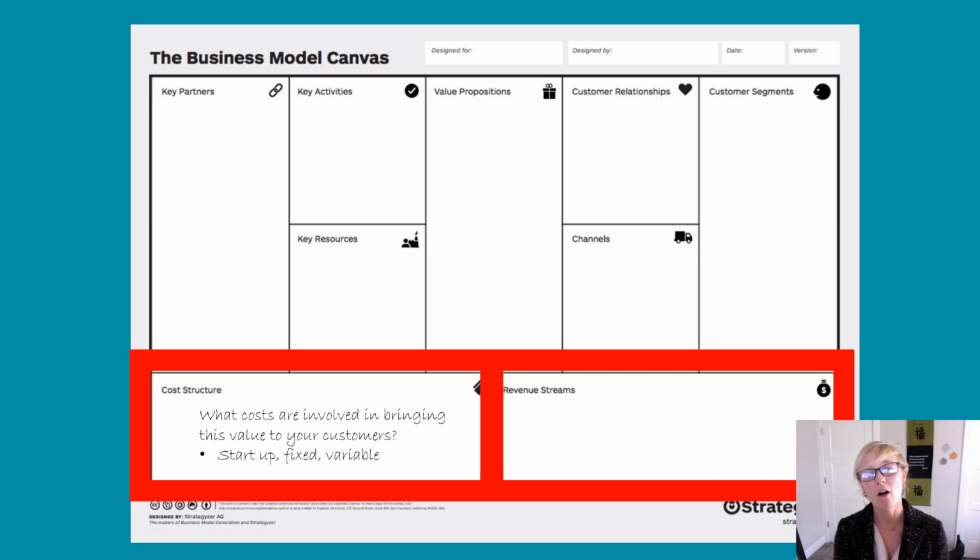And then on the other side of that, your revenue streams are what is the best way to monetize the value you are bringing to this segment. Are you going to charge for those products and services? Are you going to charge a subscription for what you are doing? That is where you will start to detail the revenue stream related to the value that you're bringing to your customer.